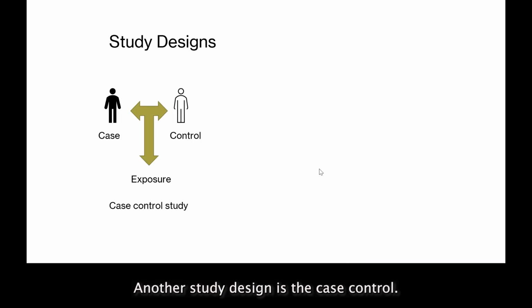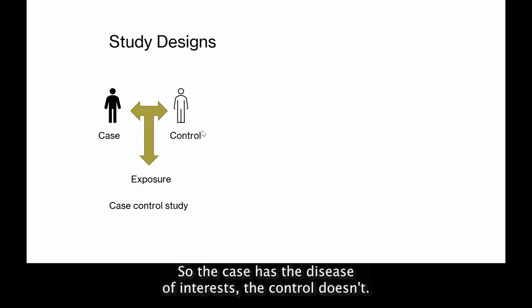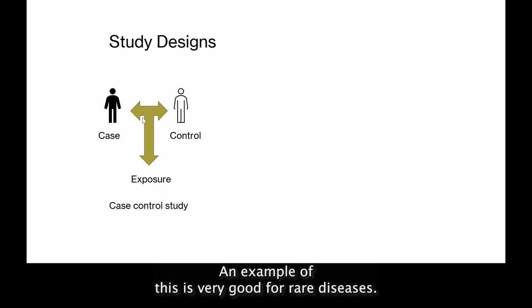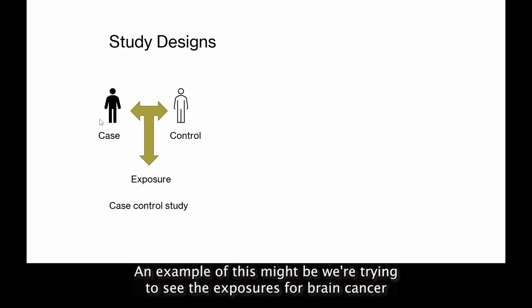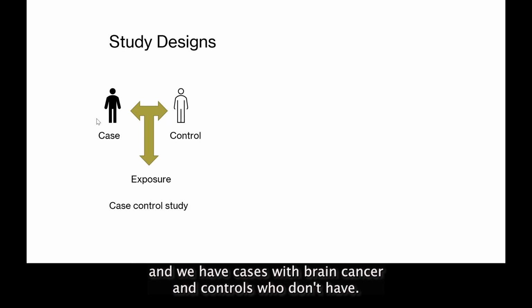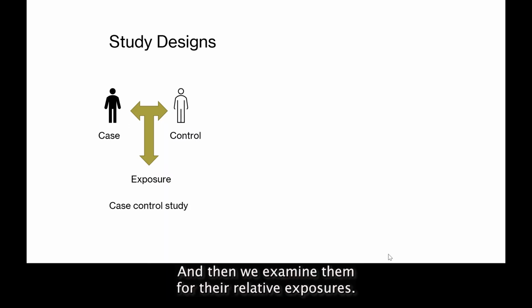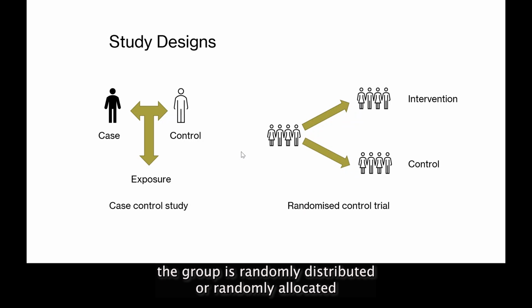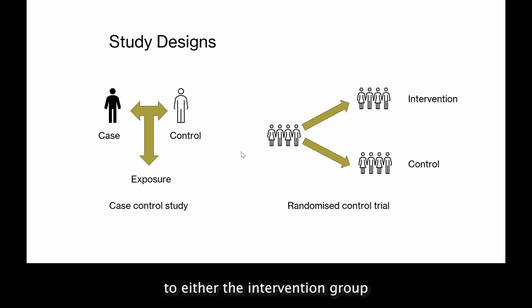Another study design is the case control. The case has the disease of interest. The control doesn't. So we walk back from outcome to exposure. This is very good for rare diseases. An example of this might be we're trying to see the exposures for brain cancer, and we have cases with brain cancer and controls who don't have it, and then we examine them for their relative exposures. In the randomized control trial, a group is randomly allocated to either the intervention group or the control.